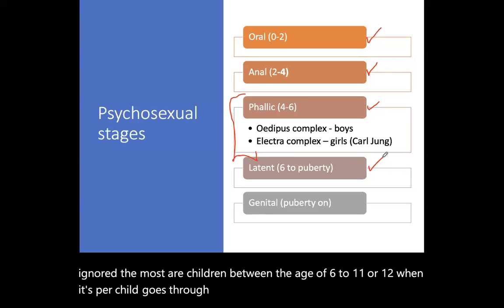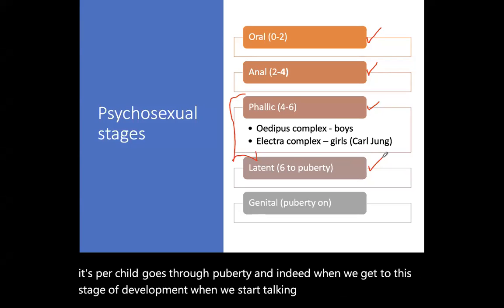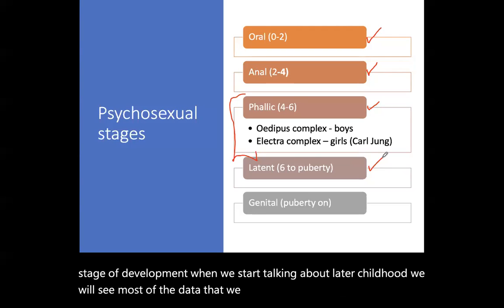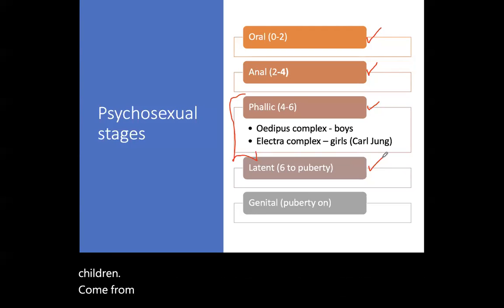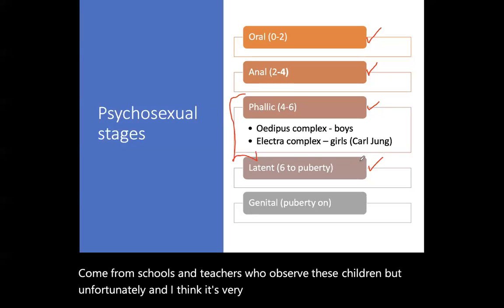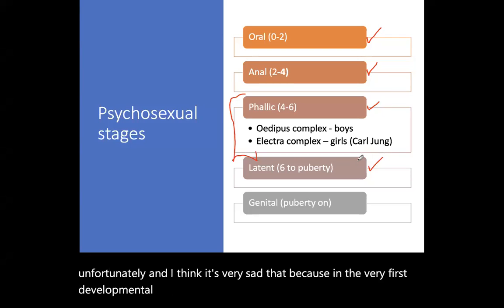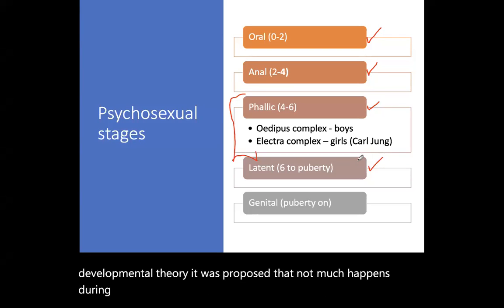And indeed, when we get to this stage of development, when we start talking about later childhood, we will see most of the data that we have for these children come from schools and teachers who observe these children. But unfortunately, and I think it's very sad, in the very first developmental theory, it was proposed that not much happens during this age group. This is one of the most understudied age groups of children, okay?